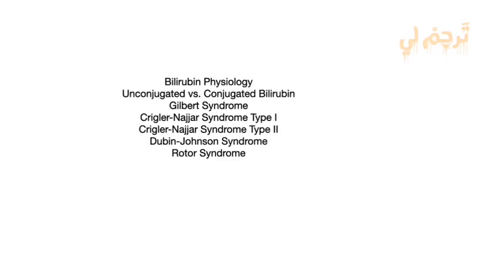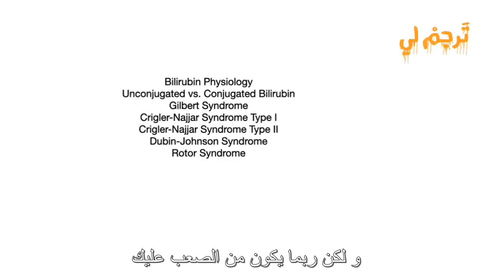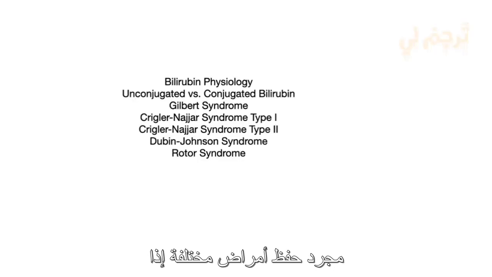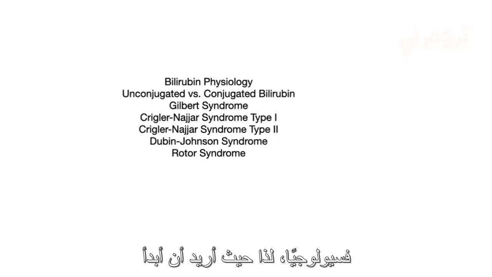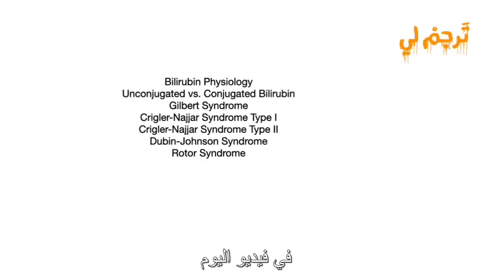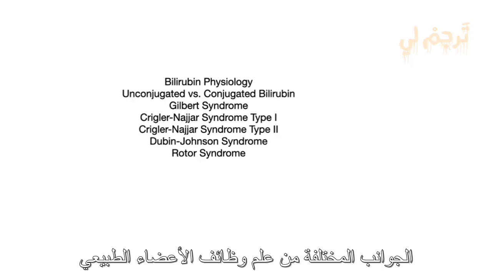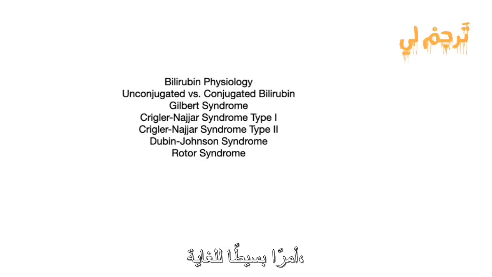But it's probably asking too much of you to simply memorize different diseases if you don't understand how bilirubin works physiologically. So where I want to start in today's video is let's break down how bilirubin works and what it does and how it moves from one area of the body to the other. Because once you understand that physiology, understanding the diseases that occur congenitally when those different aspects of normal physiology don't work becomes very simple. So let's just start by talking about bilirubin.